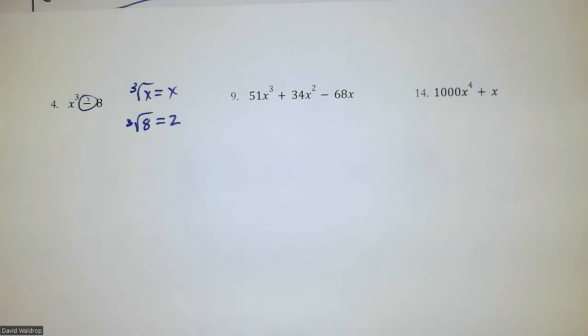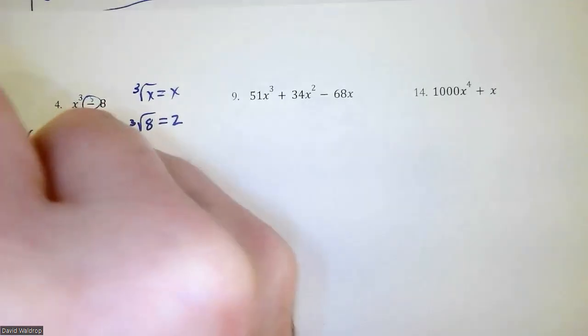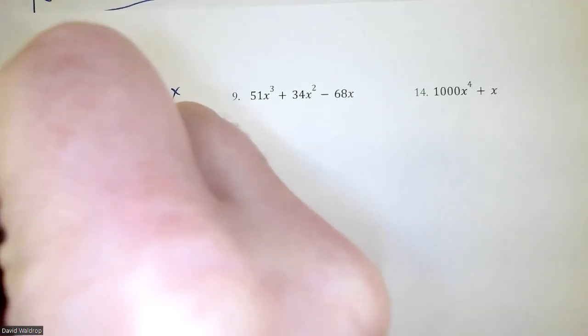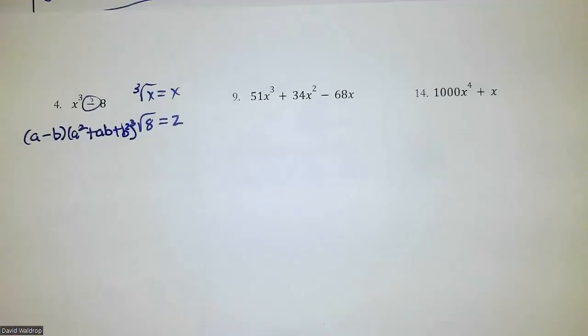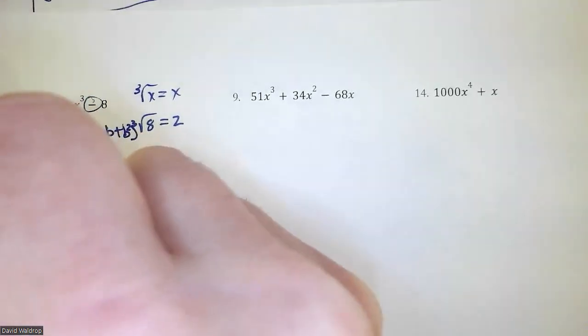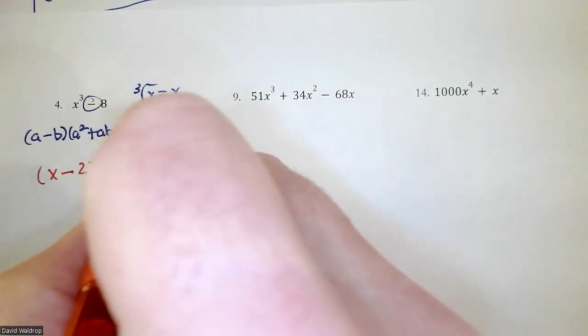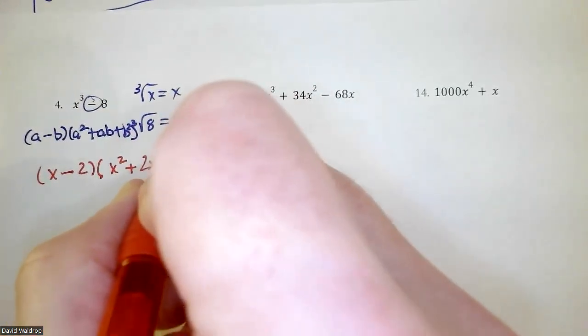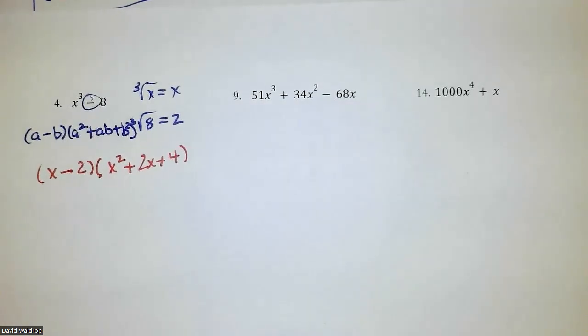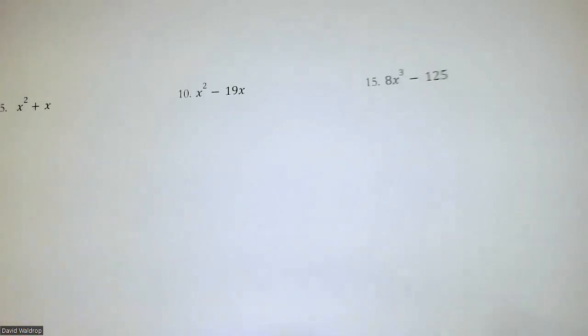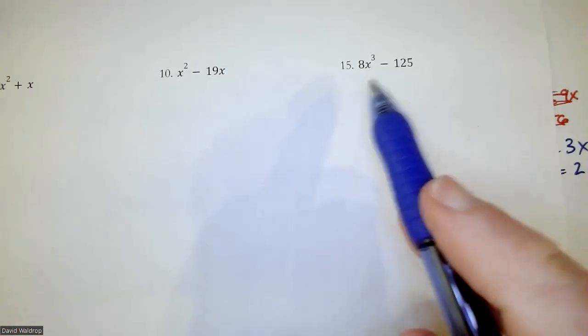But this time we have a minus in between. So the formula changes. Remember, same, opposite, always positive. Okay, so that's what we're going to plug into. So this one's going to be x minus 2 times x squared plus, multiply them, plus last one squared. There you go. Okay. Let's jump all the way down to number 15 here.